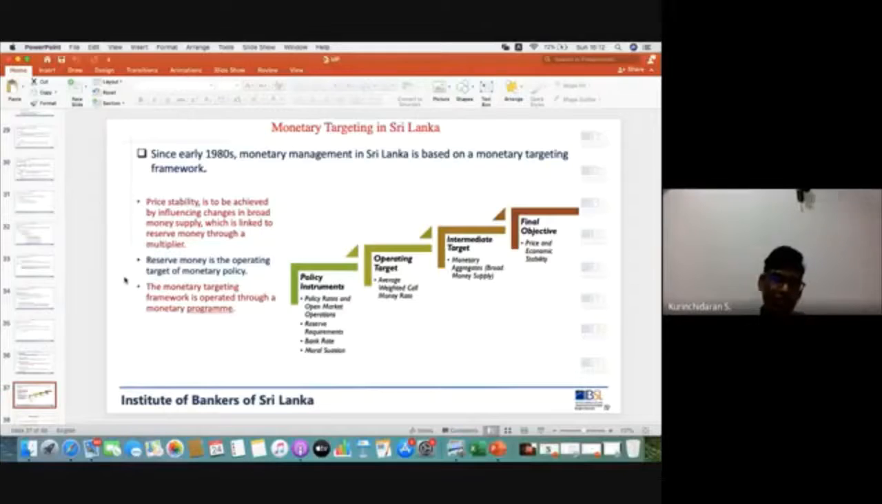So what are the instruments they are using to reach these operating targets? The policy rates, open market operations, reserve requirements, bank rate, and moral suasion. These are the instruments the Central Bank of Sri Lanka used to achieve operating targets, then intermediate targets, and the final objective of price and economic stability.